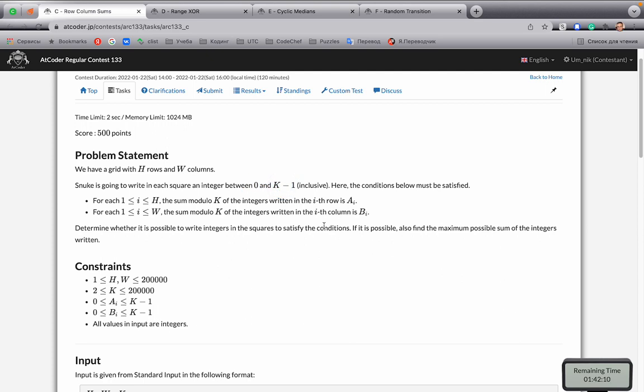Surely it's impossible if, like, we can calculate the sum of all elements in the matrix modulo k either by rows or by columns, so the sum of all a's modulo k should be equal to the sum of all b's modulo k. If it isn't true, then it's impossible for sure, and I'm guessing that it's always possible in all the other cases. But how to maximize the sum?